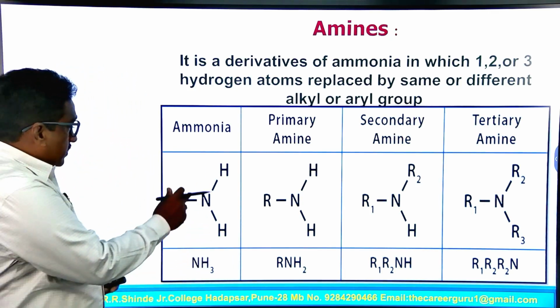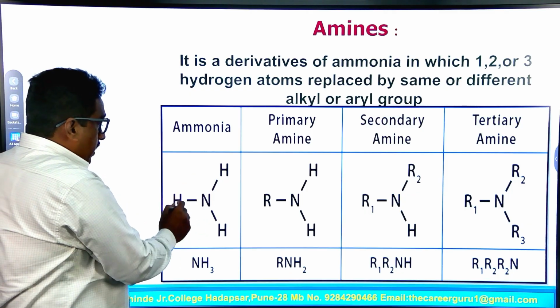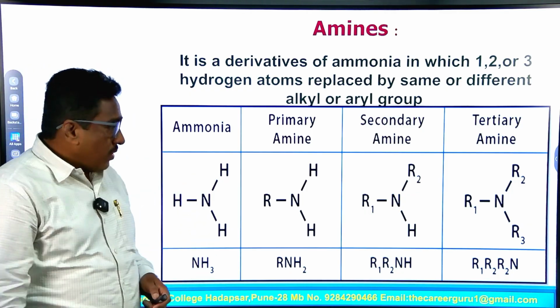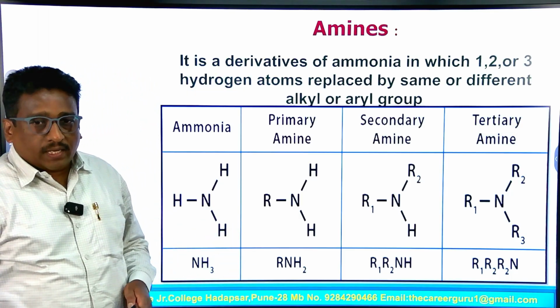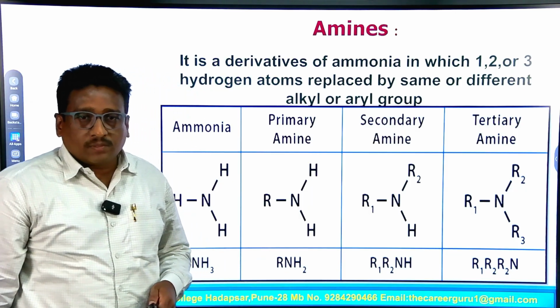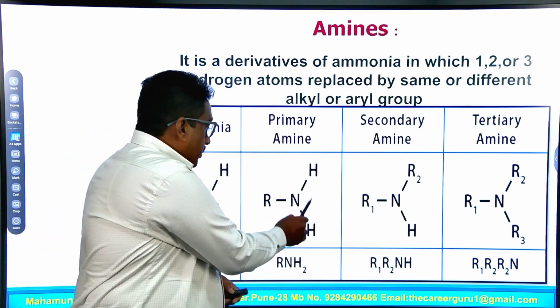So look at this structure. This is the structure of ammonia. Nitrogen atom is bonded with 3 hydrogen atoms. So in primary amine, 1 hydrogen atom of ammonia is replaced by 1 alkyl or aryl group and they form RNH2 molecule. So this is the primary amine and the functional group of primary amine is NH2.